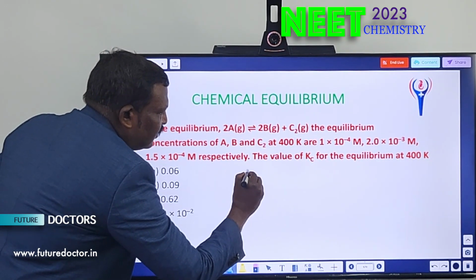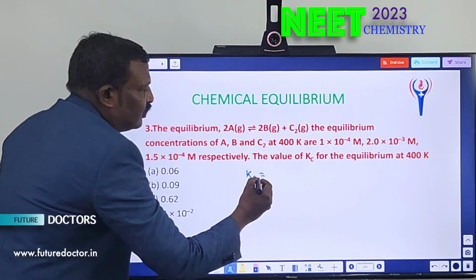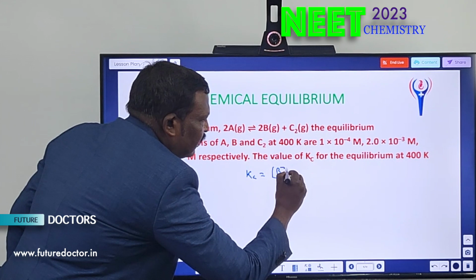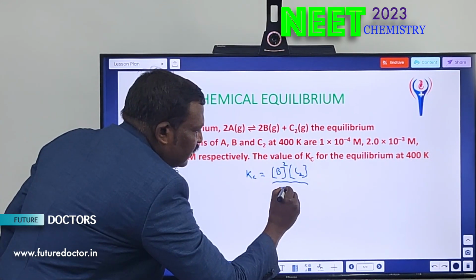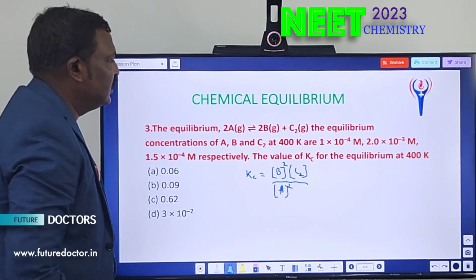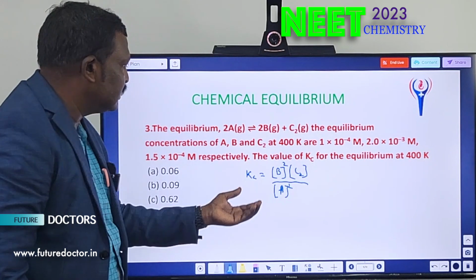So what is the Kc value? Kc is equal to what? Product by reactant: concentration of B power 2 into concentration of C2 by concentration of A power 2. Are you following? Understood? Just write the equilibrium concentrations of the right hand side, product concentration by reactant concentration.